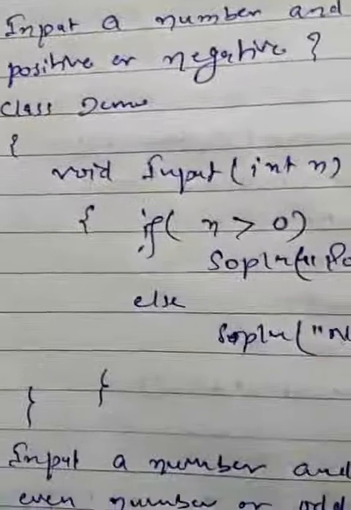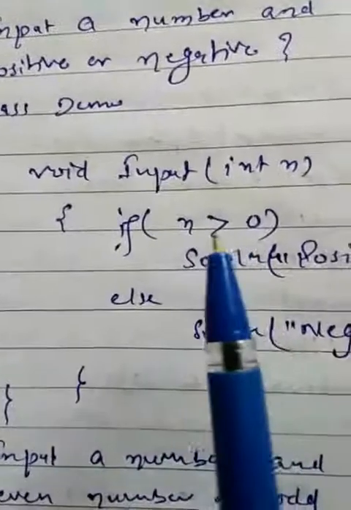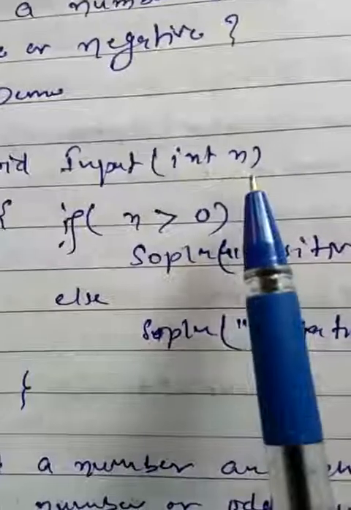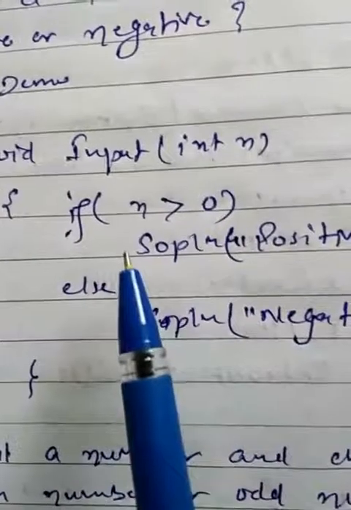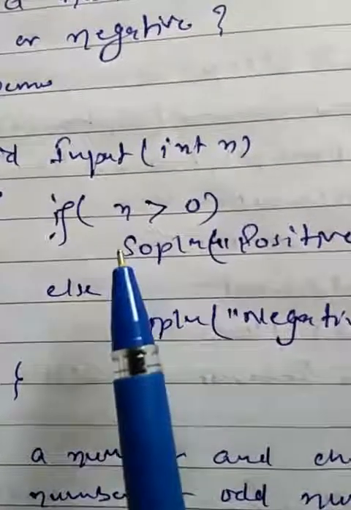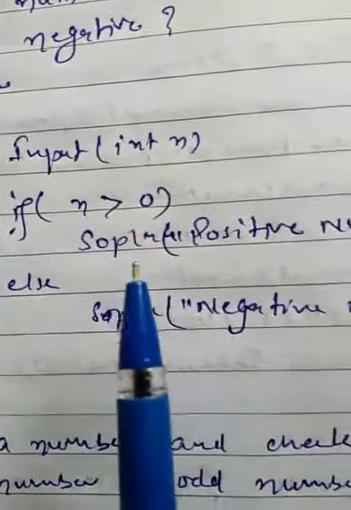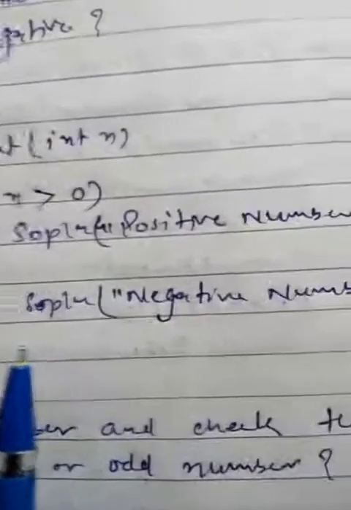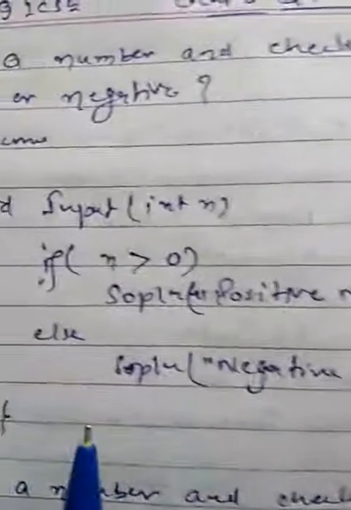The solution for this question is: class Demo, void input. We take one integer variable n for input and write the condition: if n is greater than 0, we print number is positive, otherwise we print number is negative. So this is the solution for question number one.